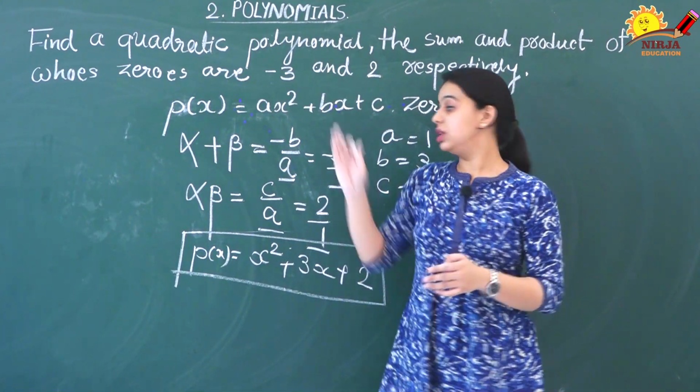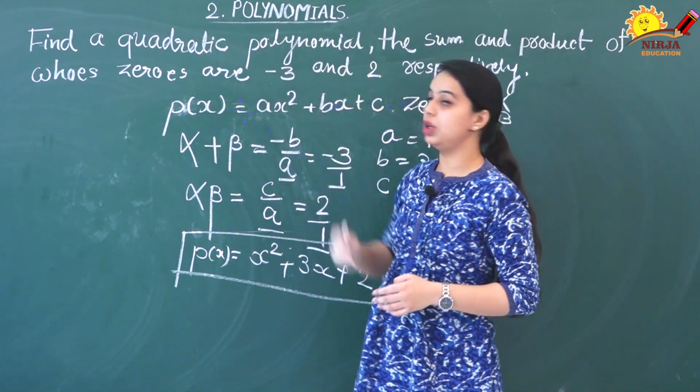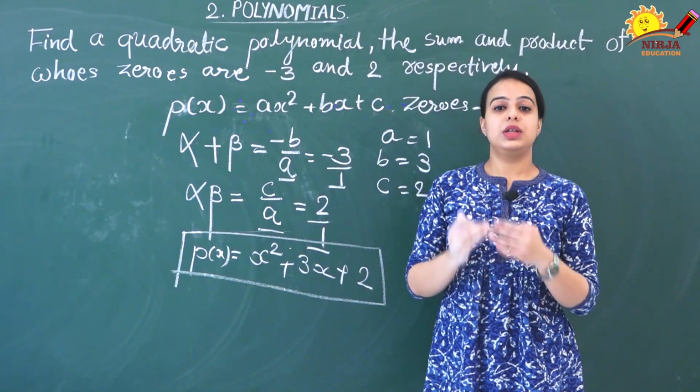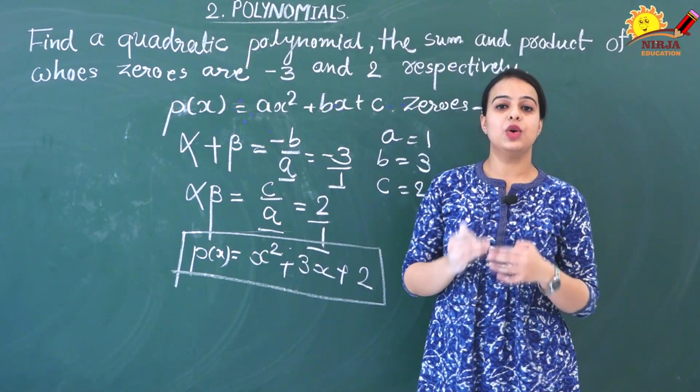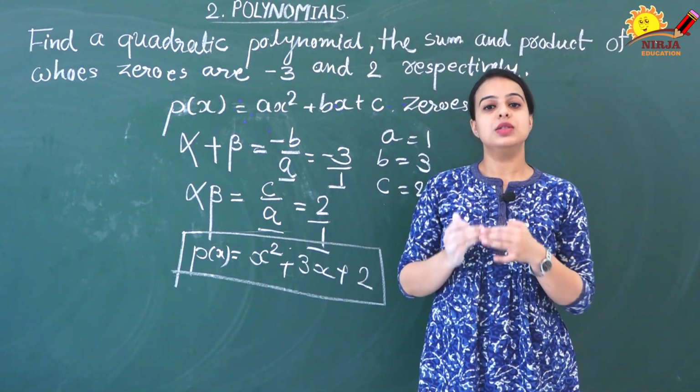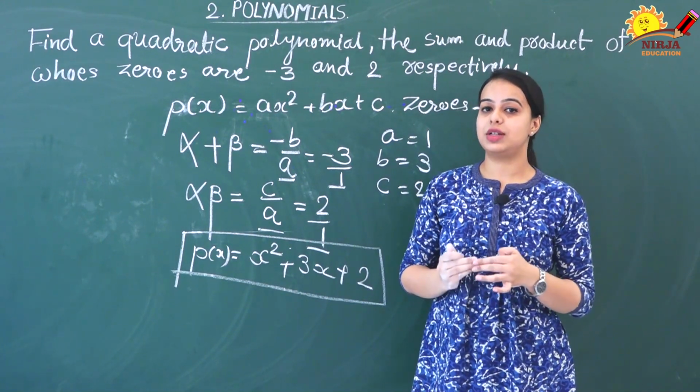So my dear student, this way you can find any quadratic polynomial if its zeros are given. So we are going to conclude our session for today here. I hope you have all understood very well what the relationship is between zeros and coefficients of a quadratic polynomial.